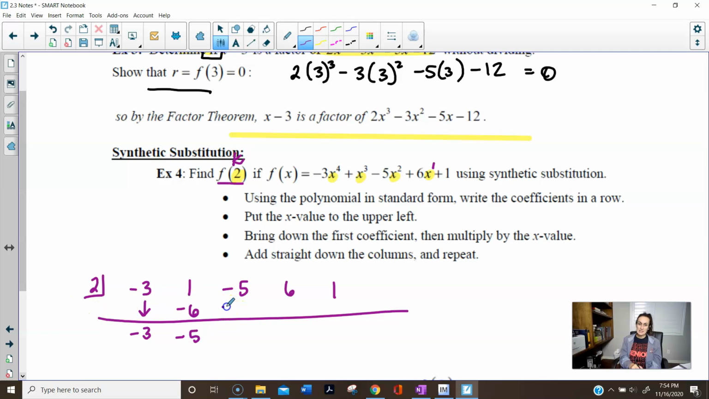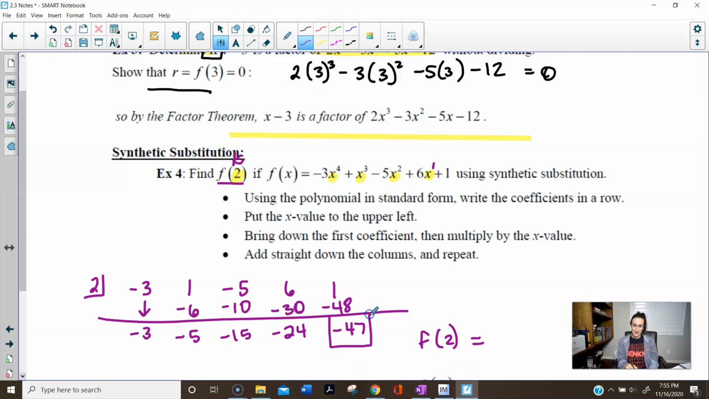You multiply it to the box, and then you add. So -24. Multiply it to the box, -48, and then add, -47. I'm super tired. I hope I added right. All right, so what does f of 2 equal? According to the remainder theorem, it's this last number here, which is -47.